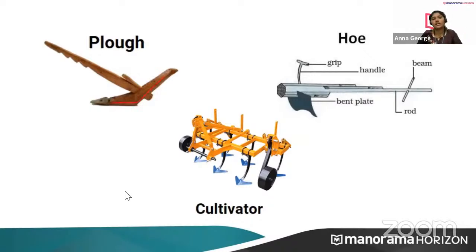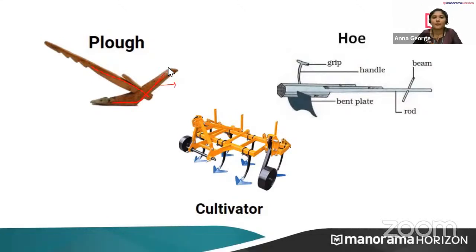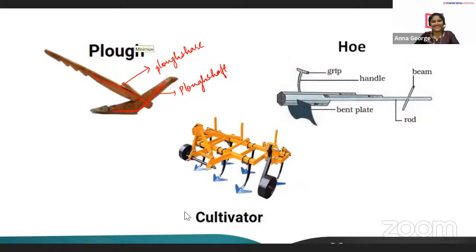So this plow has a triangular strip of iron, and it is attached to a long log of wood. And how is this carried in the field? Yes, you're telling the names of these, right? So what is this part called? This triangular part is called plow shaft. You're very smart students. And this part is called plow share. Very good. Correct. Plow shaft and plow share.